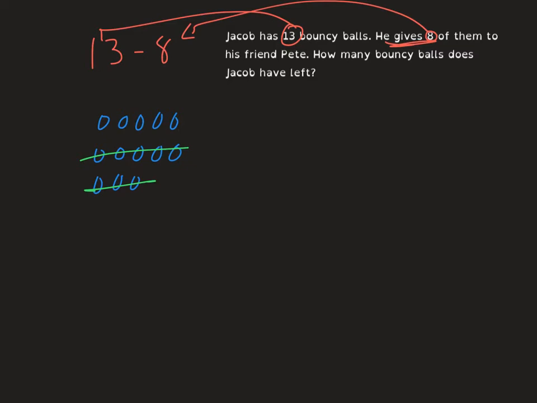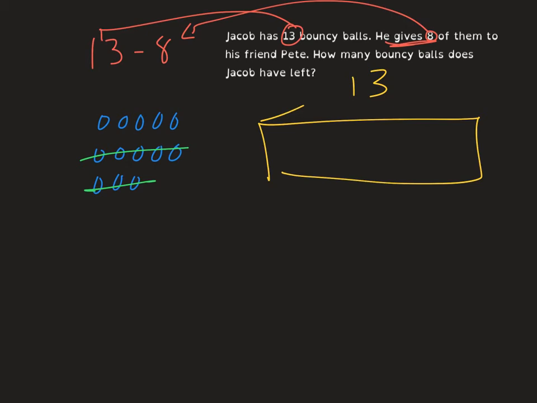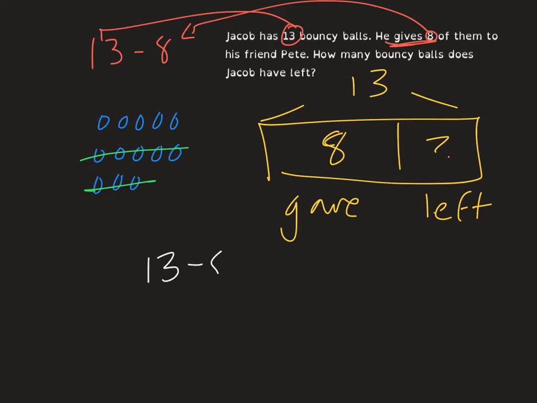All right. No, we've already used red. Let's use a different color. So here is 13, the whole. Here is 8, which is the amount that Jacob gave. How many does he have left? All right, we've already done the hard part of now converting that to a number sentence. So 13 minus 8. Let's do our steps.